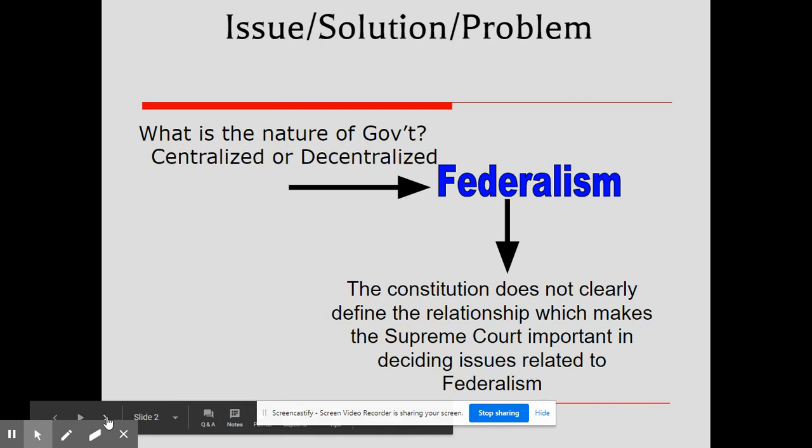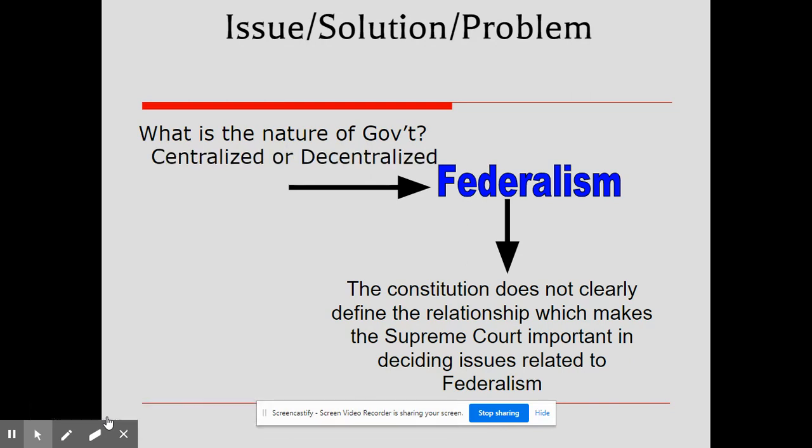So is it going to be centralized in one government like a unitary system? Is it going to be decentralized like a confederation? And we know that the founders chose this hybrid option of federalism, so this mix of states and federal government having power. The issue, and we've looked through the Constitution together, is that it doesn't really clearly define the relationship, and this is going to make the Supreme Court very, very important in deciding who's going to have the balance of control in federalism.